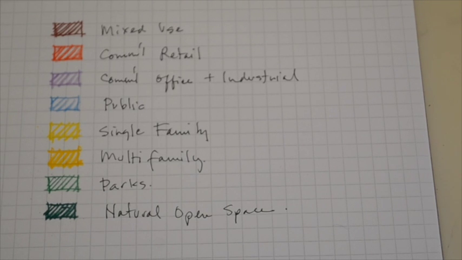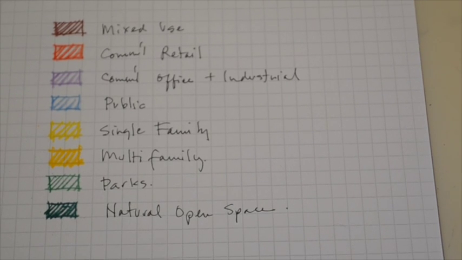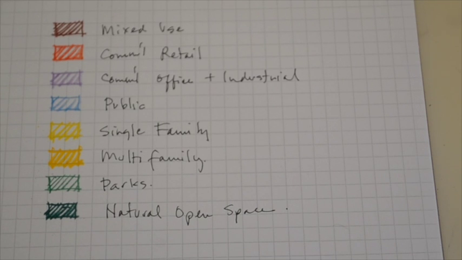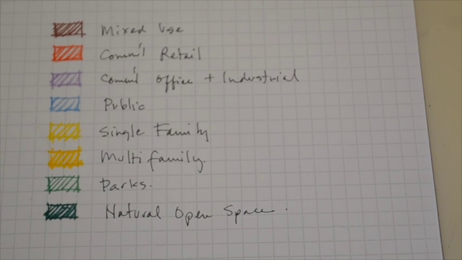Mixed use is a red but with a lot of gray in it. Commercial retail is a straight red. Commercial office and industrial is violet. Public buildings like city halls and schools, the convention is blue. Single-family homes is a light yellow. Multifamily homes like townhouses and apartments are orange and browns.